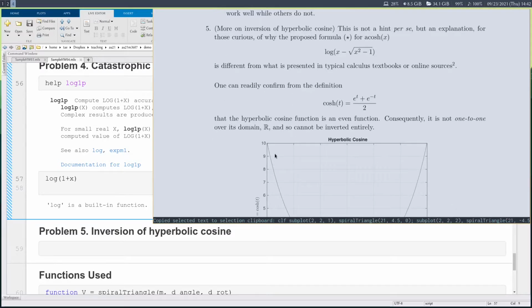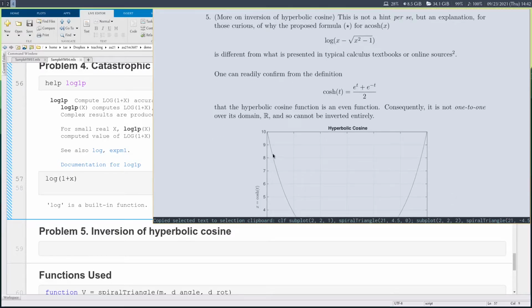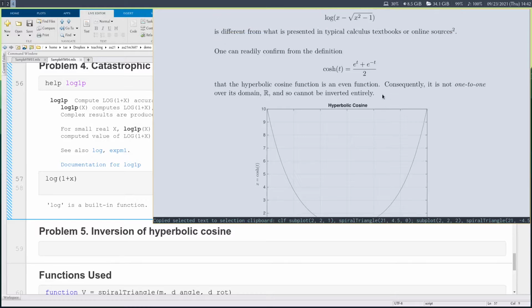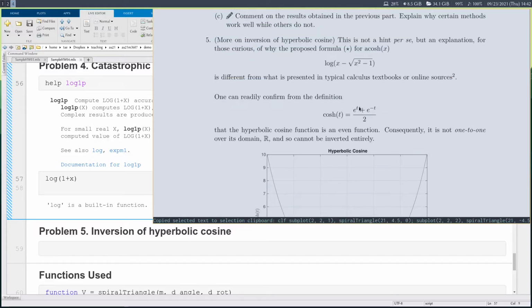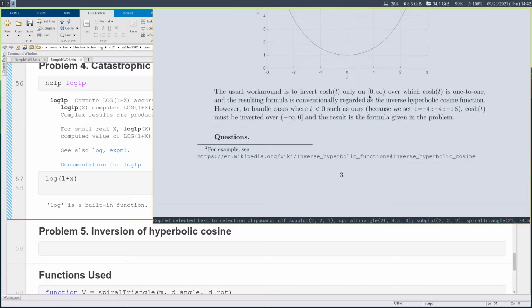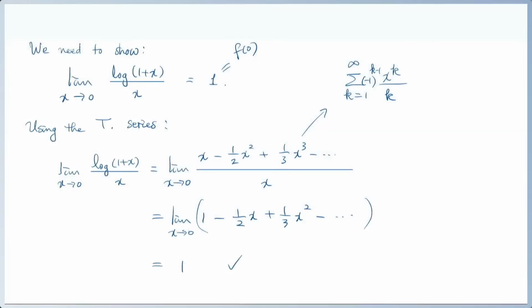And problem number 5, the last one. So here, instead of giving you a hint, I will just give you some background of where the inversion formulas are coming from. Okay, so you can read this paragraph, but I will also explain to you some of the details. Okay, I'm going to do this over on my iPad.